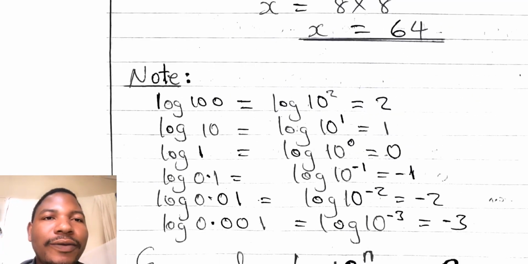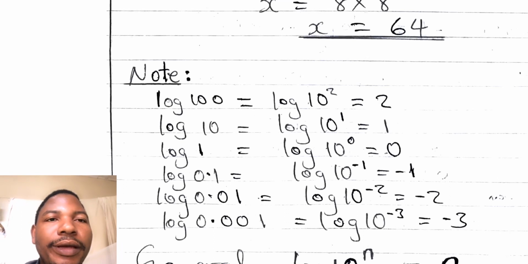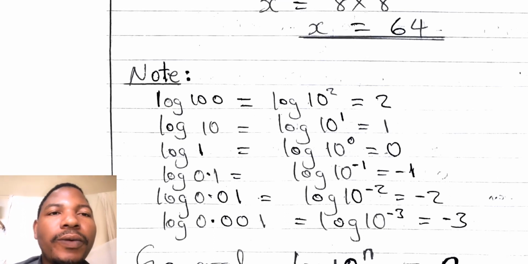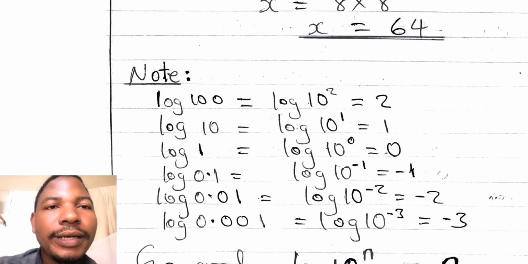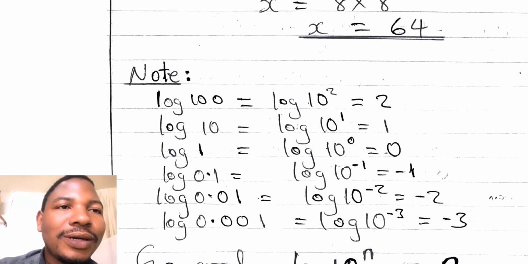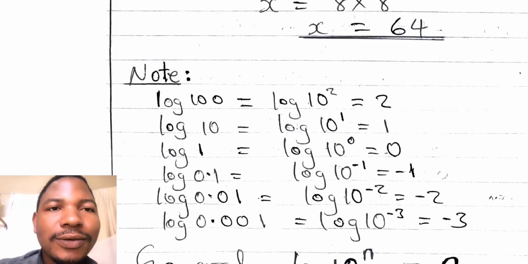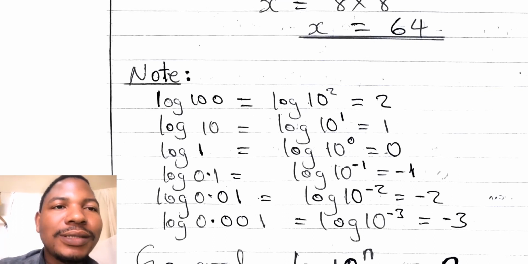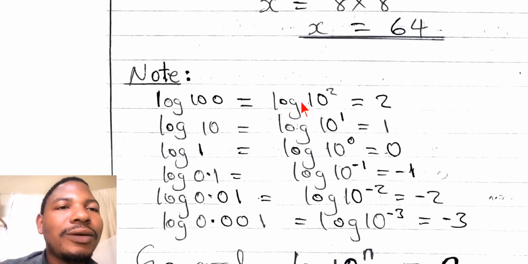Okay. Then from there is another note here. If you have log 100, this 100 is the same as 10 square, so log 10 square. But also this logarithm doesn't have a base. It means the base here is 10. Since here there's a base 10 and here there's 10 square, the 10 and the base 10 are going to cancel. You're left with this 2.